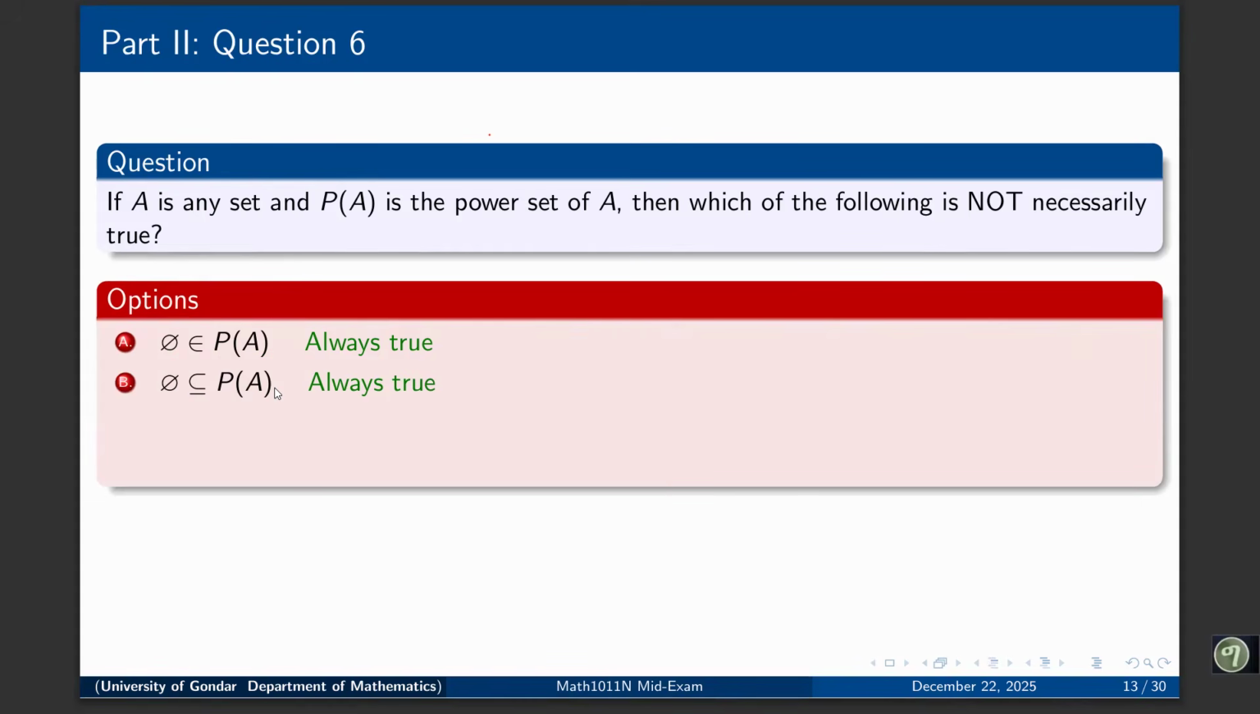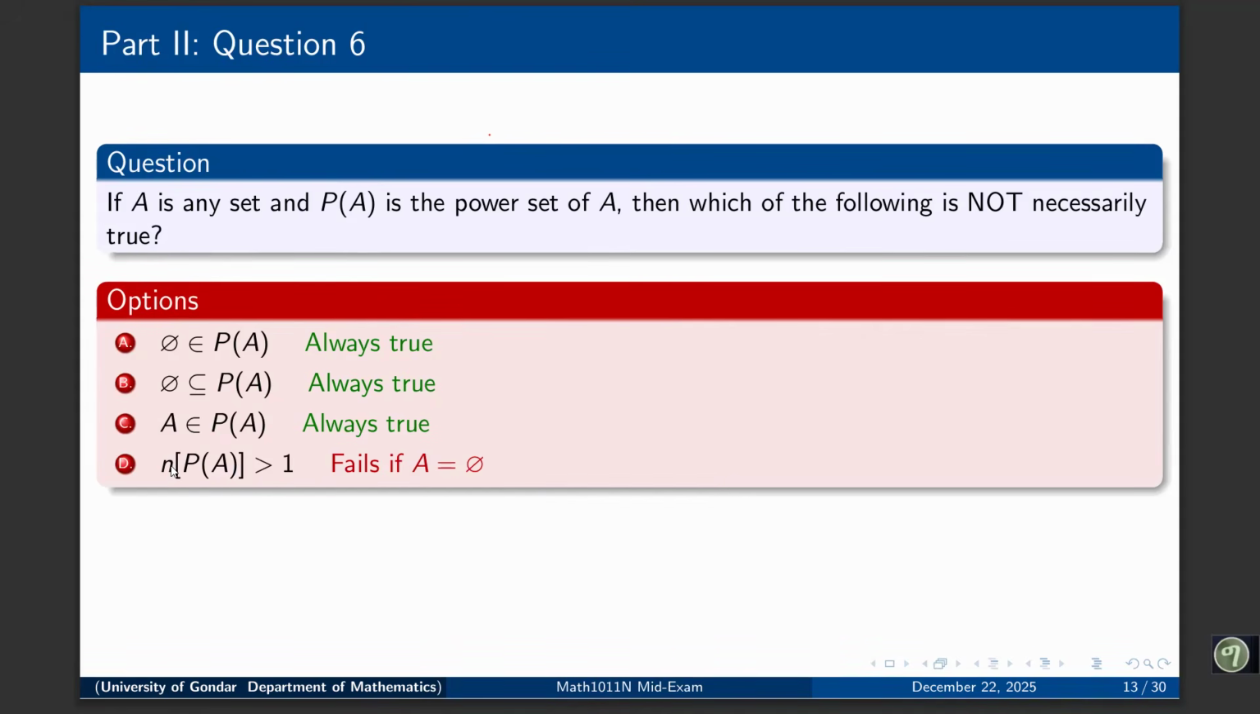Just as I told you earlier, that is because the empty set is a subset of every set, and the power set of a set is also a set, so the statement that the empty set is a subset of the power set of set A is also always true. The next one: A is an element of the power set of A. Because we know that the power set of a given set is the set containing all the possible subsets of the given set, and A itself is a subset of itself, so A must also be an element of its power set. So this must also be always true.